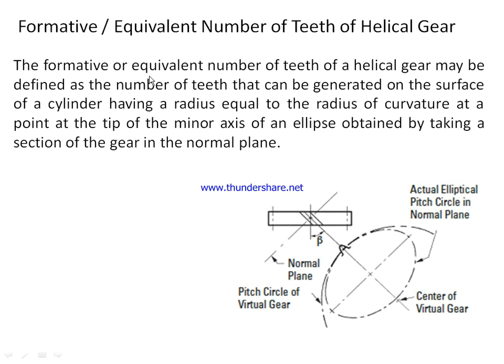Now in the helical gear system we define the formative or equivalent number of teeth. It is defined as the number of teeth that can be generated on the surface of a cylinder having a radius equal to the radius of curvature at a point at the tip of the minor axis of an ellipse obtained by taking a section of the gear in the normal plane. So this is the section taken in the normal plane, this is the center, and this is the tip of the minor axis. Whatever teeth are there on this is the formative or equivalent number of teeth, and for determining the Lewis form factor, the equivalent number of teeth will be utilized.